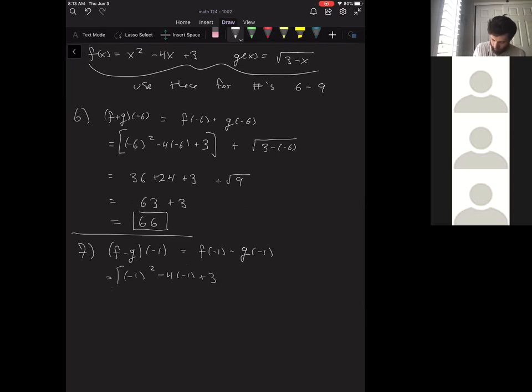So here's f. And then minus g, which is square root of 3 minus minus 1. So this is going to equal 1 plus 4 plus 3 minus square root of 4. Okay, so we have 1 plus 4 is 5, plus 3 is 8, square root of 4 is 2, so we get the answer of 6.